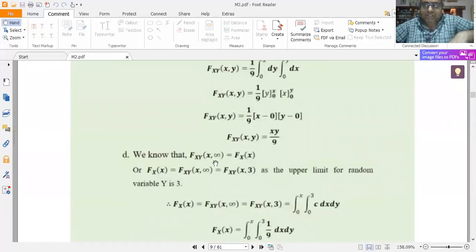Now, capital Fxy of x comma infinity is nothing but Fx of x. Remember equations 5, 6, 7, 8 and so on, which we discussed in the previous lecture. So Fxy of x comma infinity is equal to Fx of x, right? Now I should be very, very careful here. This is the mathematical definition, but this infinity will get replaced by the upper limit of y as per the given problem.